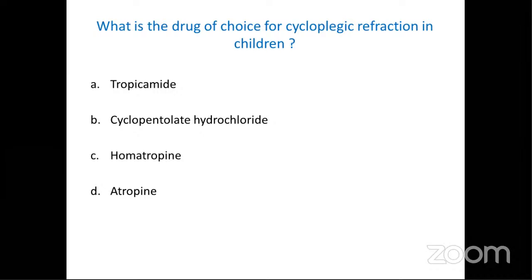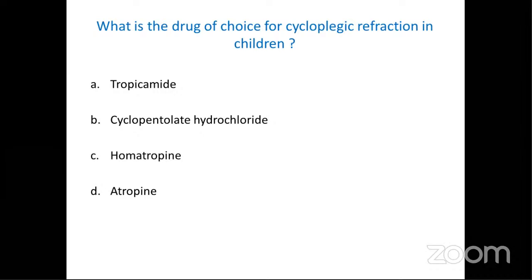That is the reason hypermetropic children are more likely to be like. So, what is the drug of choice for cycloplegic refraction in children? Tropicamide, cyclopentolate, homatropine, atropine. So, in a clinic, what do we use? Tropicamide, no, it doesn't cause so much of cycloplegia. So, most of the time, we're using cyclopentolate hydrochloride.